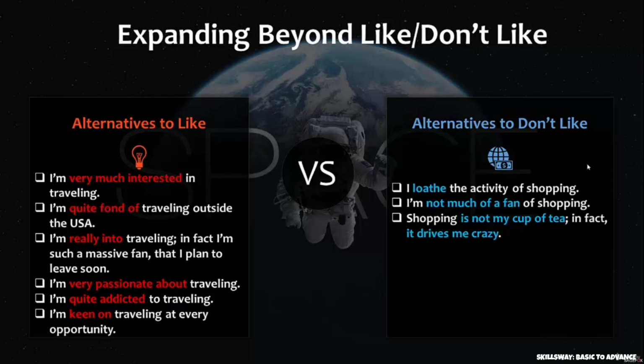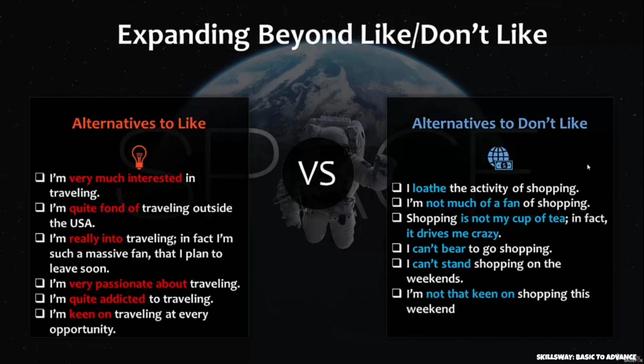Alternatives to don't like. I loathe the activity of shopping. I'm not a fan of shopping. Shopping is not my cup of tea. In fact, it drives me crazy. I can't bear to go shopping. I can't stand shopping on the weekends. I'm not that keen on shopping this weekend. I'm rarely thrilled about shopping, right? Those are different ways to say don't like.